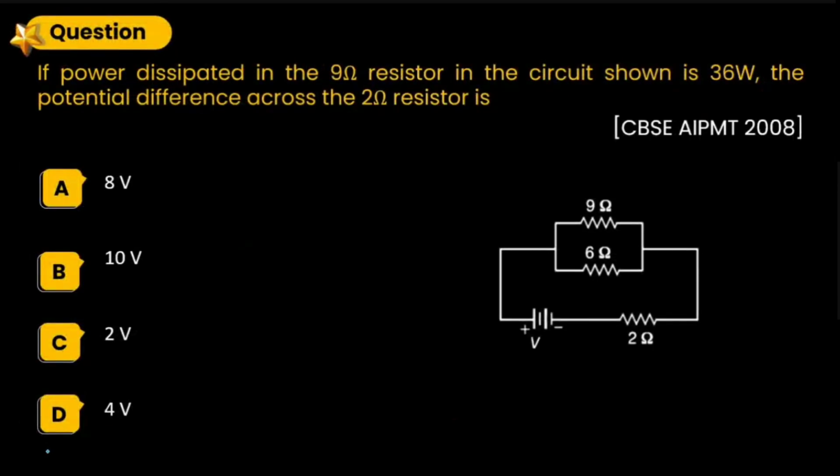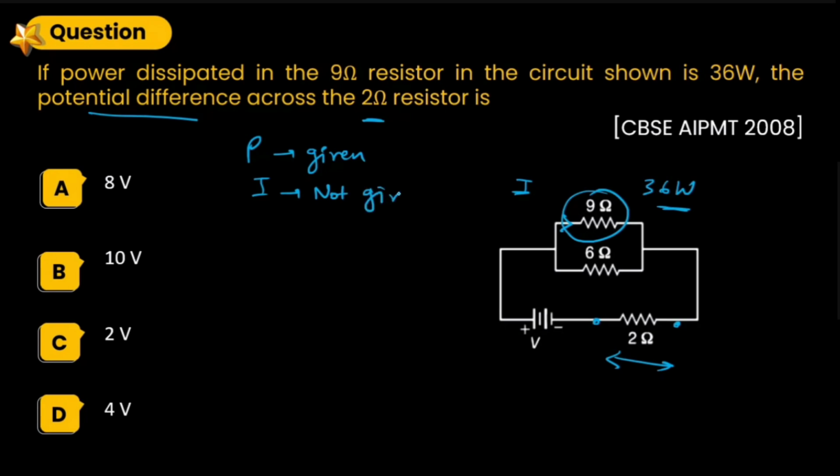Next, we have this particular question. The question says, the power dissipated in the 6 ohm resistor, like this resistor, is 36 watt. What is the potential difference across the 2 ohm resistor? So this is how you should look at this question now. You have power given, but not the current passing through it.